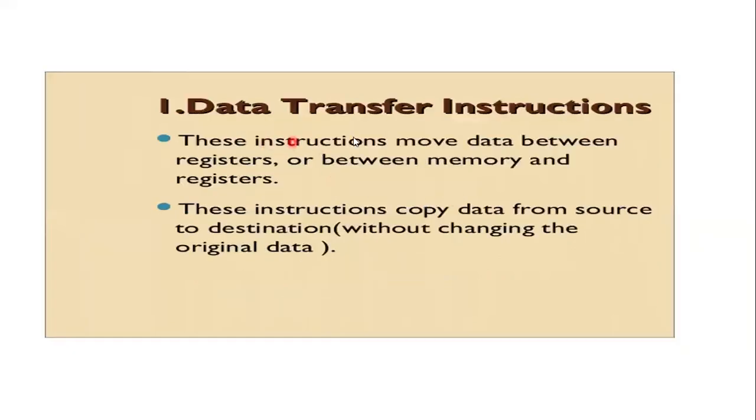First one is the data transfer instruction. The data transfer instructions move the data between the registers or between memory and registers. These instructions copy data from the source to the destination. The source value does not change, but the destination value may change.